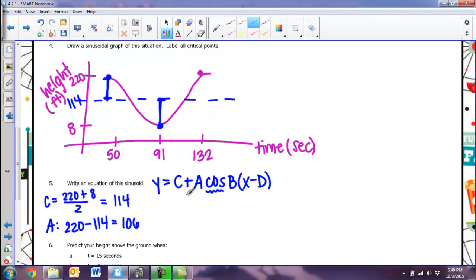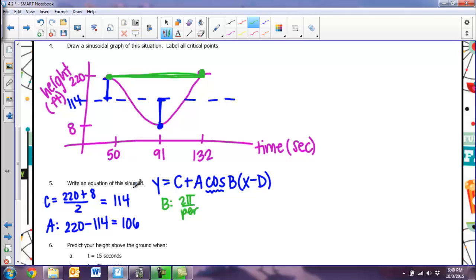Let's look at my x-axis stuff. Sometimes this gets a little bit more tricky. So remember, to find b, you're going to take 2 pi and divide it by the period, or how long it takes you to get from one point to the same exact point. And since we figured out that we were at the top at 50 seconds, and then we were back at the top at 132 seconds, that is an entire period of my graph.